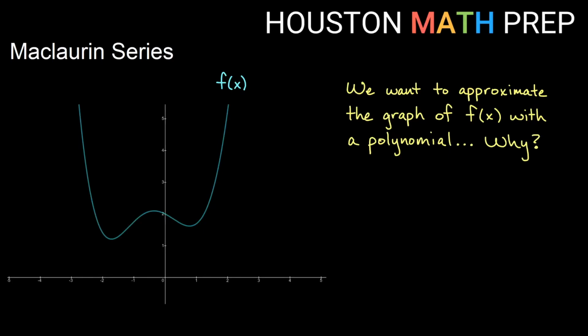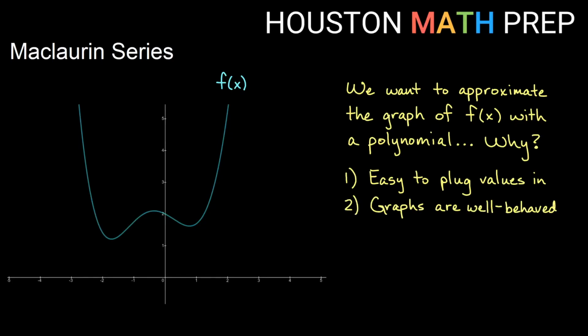Why would we do that? Well, polynomials are really easy to work with. First of all, they're easy to plug into. Everything's a whole number power of x. It'd be easy to plug stuff in, get a value out of it. The graphs are well behaved. They're smooth, they're curvy, there's no jumps, no holes, doesn't have any asymptotes going on.